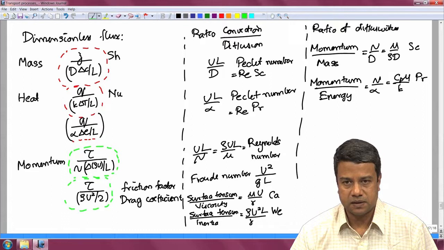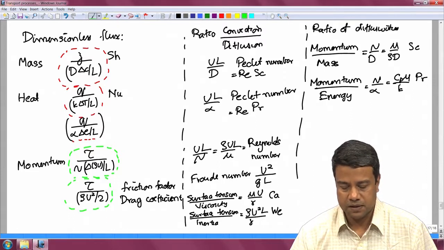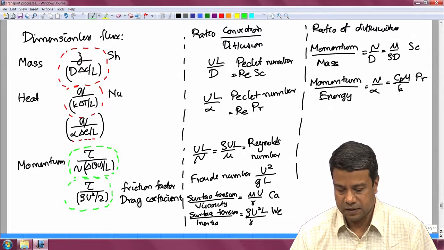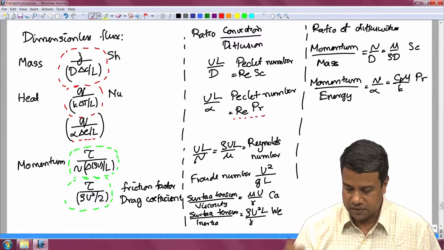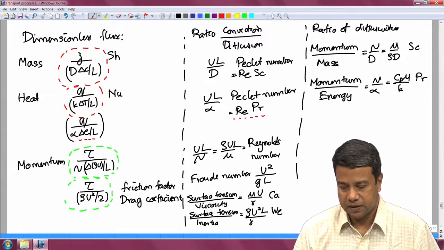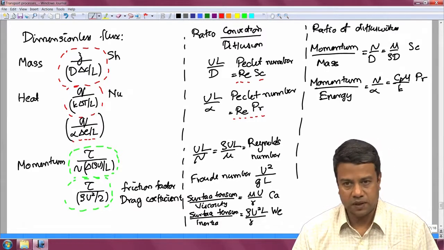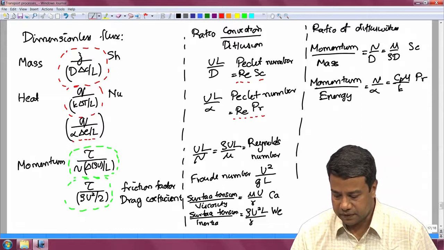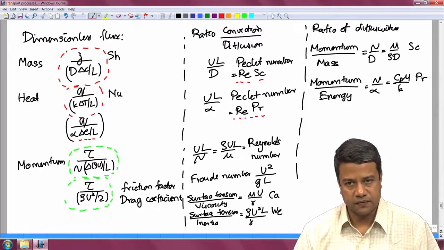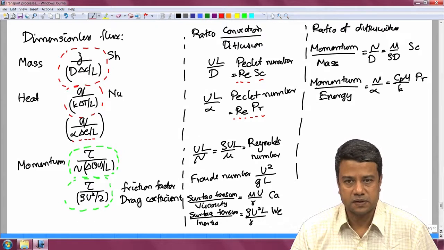For heat transfer, you just replace the diffusivities. Convection remains the same, it is all proportional to the velocity. Replace the mass diffusivity by the heat diffusivity and you will get UL by alpha. And as I showed you, this is a Peclet number for heat transfer, and it can also be written as the product of the Reynolds number and the Prandtl number. The Peclet number for mass transfer is the product of the Reynolds number and the Schmidt number. For momentum transfer, you have UL by kinematic viscosity. And if you substitute for the kinematic viscosity, you have the Reynolds number, which is the ratio of convection and diffusion of momentum, or it can also be interpreted as the ratio of inertia and viscosity.